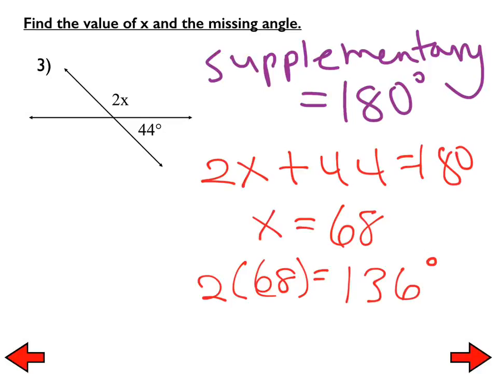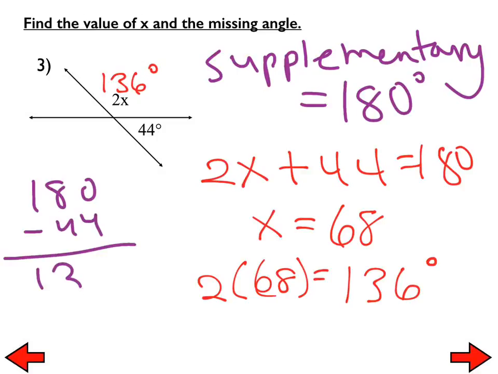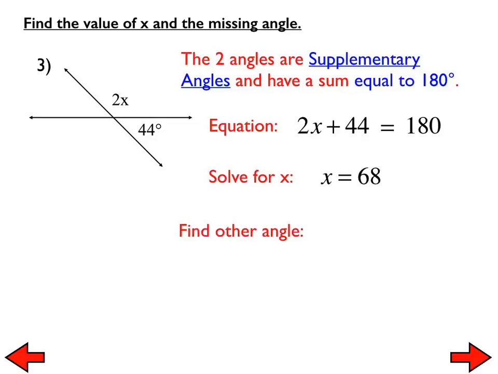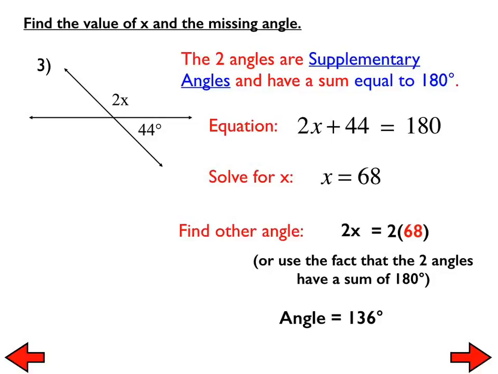136 degrees. Good. This angle measurement is 136 degrees. But again, we want to check to make sure we did it right. It should together be 180. So is 180 minus 44 136? Yeah. Is it? You sure? Okay, that means you're correct. It was supplementary. X was 68. You plug it in and you get 136 degrees.